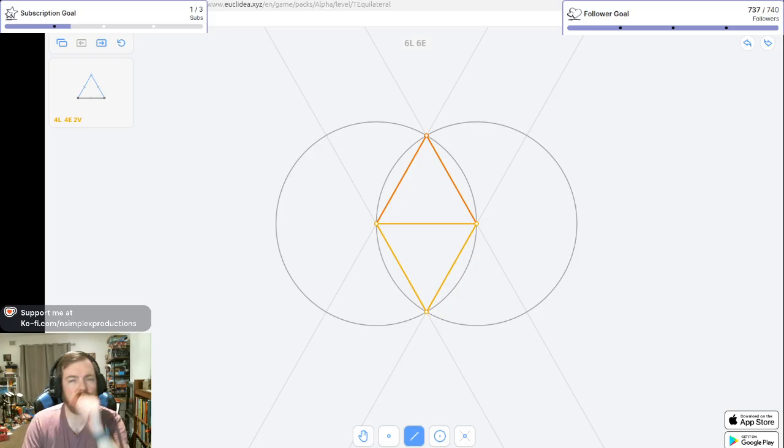The E refers to the number of Euclidean moves, which are strictly and explicitly straight edge and compass, nothing else. The points are free, the intersections are free. So those are just bookkeeping. You're just marking what points you're talking about. And 2V says how many variants do we have of this particular thing. So in this case, we have two variants: an equilateral triangle that could have been formed up and one that could have been formed down.